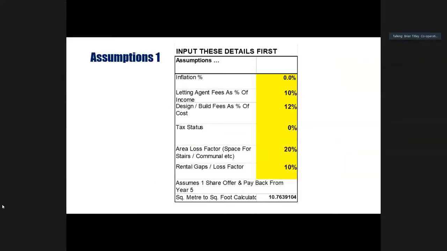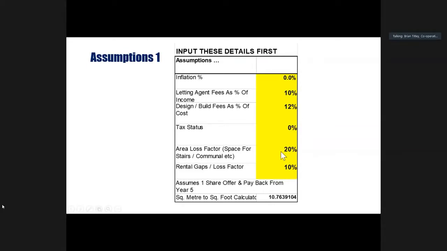And on the assumptions, these are the assumptions you start off, and these have been pre-filled. So we're assuming that there's a letting agent fee of 10% on there. Inflation is 0 for the sake of this, but we can put in another number. And tax status is 0% because it's a charitable community benefit society, but you would normally put 19%, or maybe even you would look to raise that up because of the corporation tax rise that's going to happen.